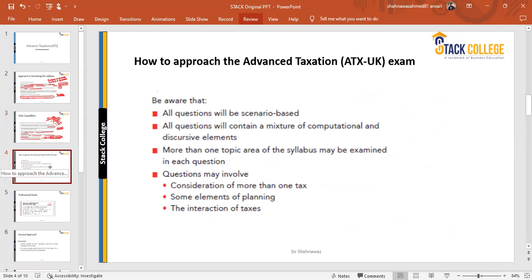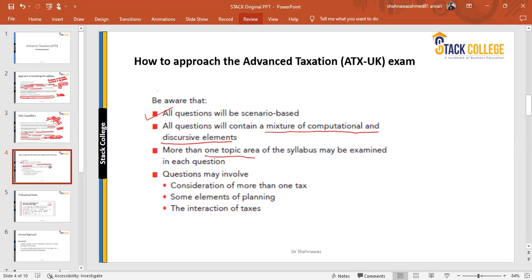Number one, the questions will be scenario based. Number two, all questions will contain a mix of computational and discursive elements. In one part the examiner asks calculate, in another part the examiner asks explain, and in some parts the examiner asks explain with calculation. So calculation is also very important, but the focus is mainly on the theoretical side of the tax knowledge.